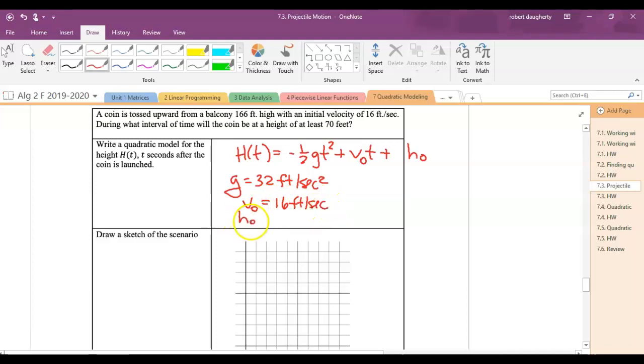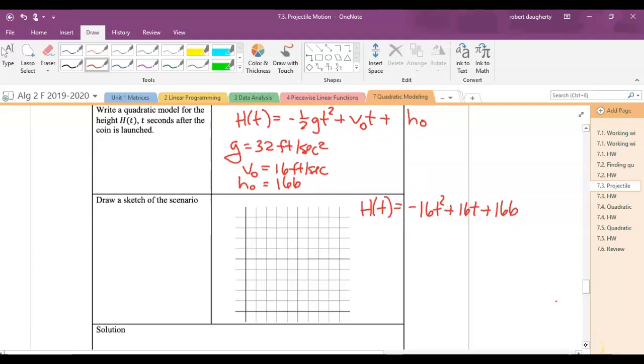And what's the initial height? 166. So this formula is h of t equals negative 16 t squared plus 16t plus 166. So what is happening to this, whatever I'm throwing? Is it a ball or what is it? Object, coin, okay? Where does the coin start? Yeah, so it starts at 166, it goes up and then down, okay? So that's what's happening here.